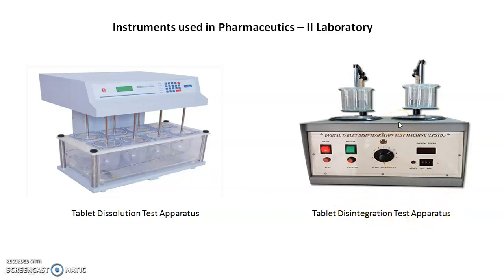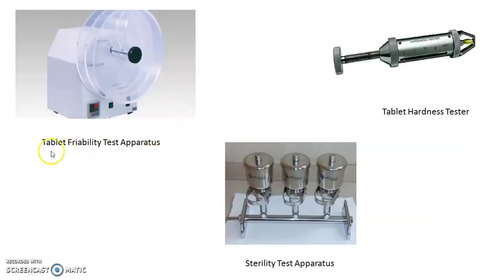Second, this one, that is the tablet disintegration test apparatus. By this apparatus, one can find the disintegration time for that particular tablet, means how much time is required for that tablet to disintegrate from the compressed or bound form into smaller particles. Then third, tablet friability test apparatus. This is Roche friabilator, which is used to determine the friability of the tablets.